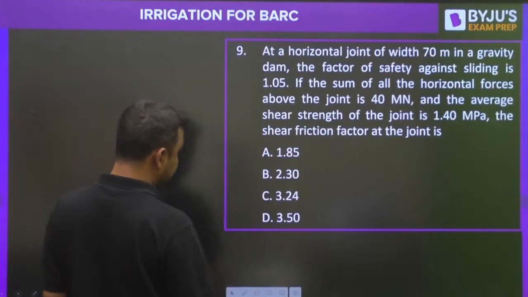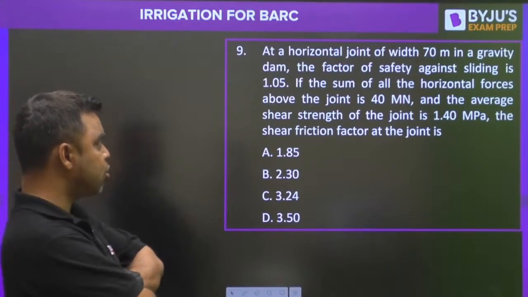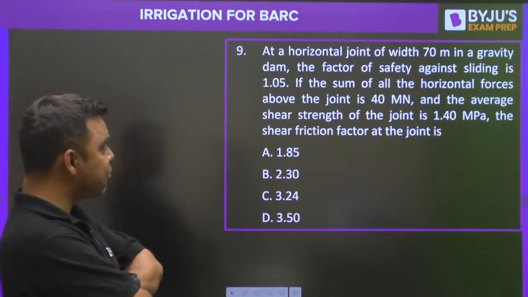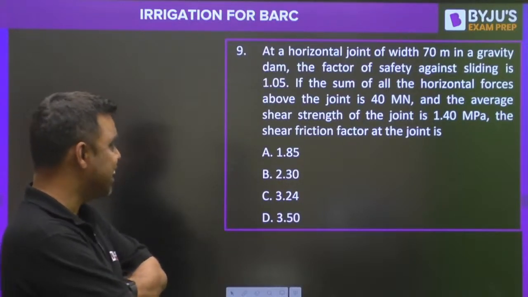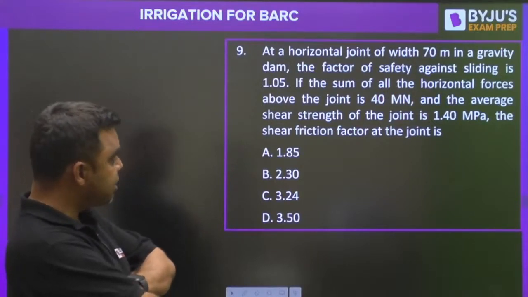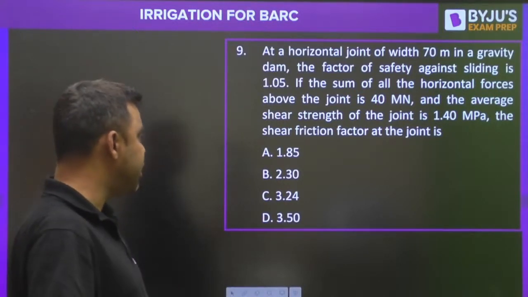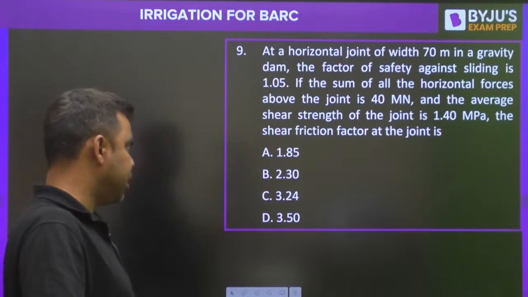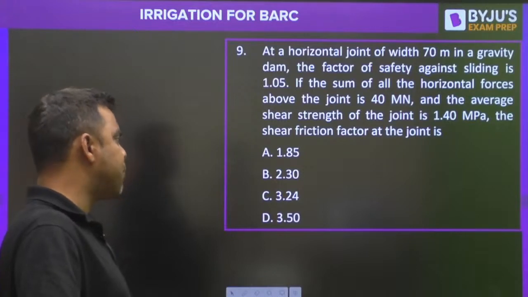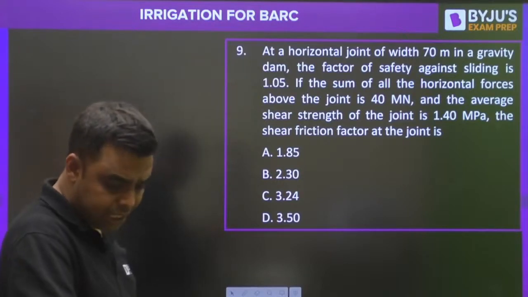Yes, let's do that. Now, this is the question. At a horizontal joint of width 70 meter in a gravity dam, the factor of safety against sliding is 1.05. If the sum of horizontal forces above the joint is 40 meganewton and the average shear strength of the joint is 1.4 megapascal, the shear friction factor at the joint is.